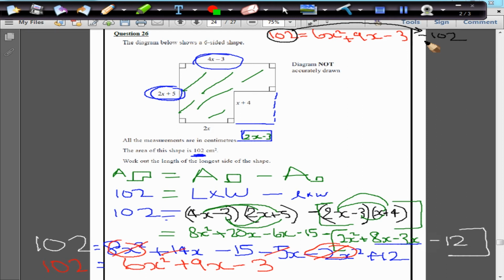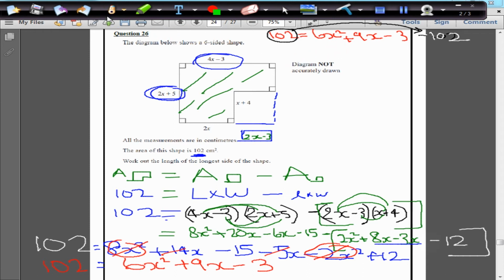Can you see that black one there? No, you can't see it. Can you see now?